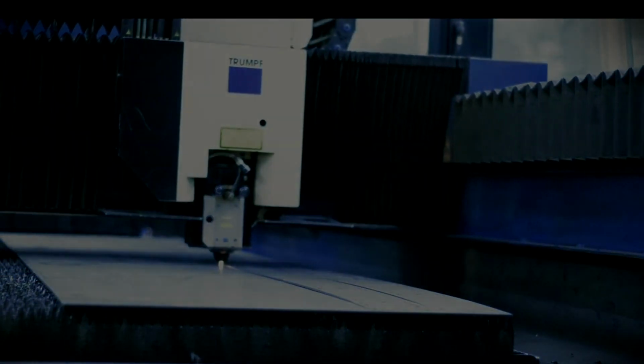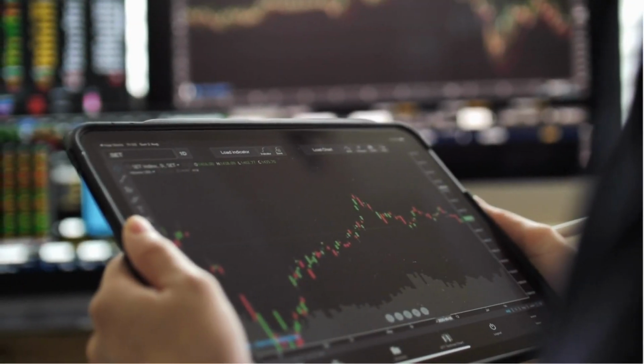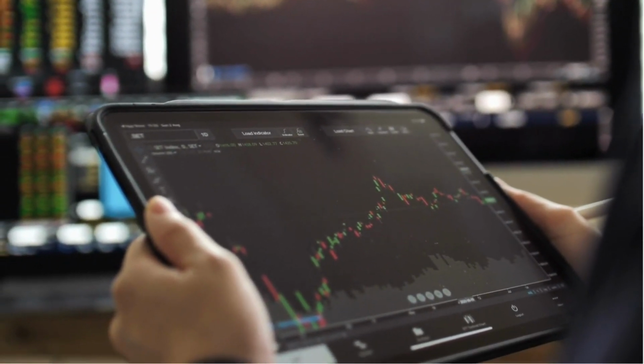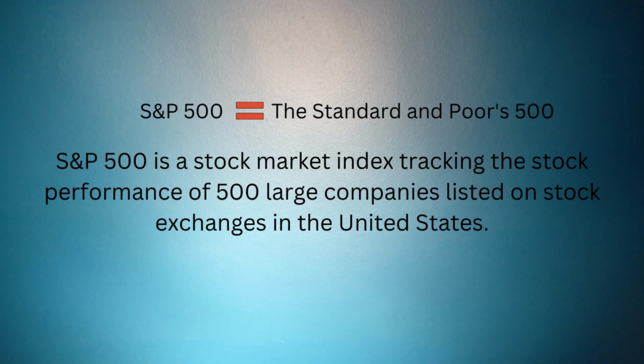As the great investor Warren Buffett once said, "Look for companies that can increase prices and handle a lot more business without having to spend a lot." You can also focus on investing in a diversified portfolio of stocks, as they are an excellent way to fend off inflation. Get started by choosing an S&P 500 index fund or S&P 500 ETF, which tracks the index's return and keeps costs ultra low.